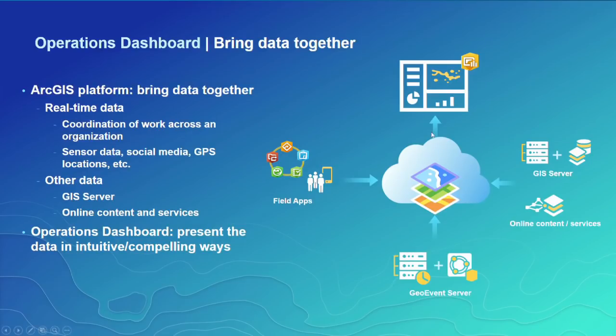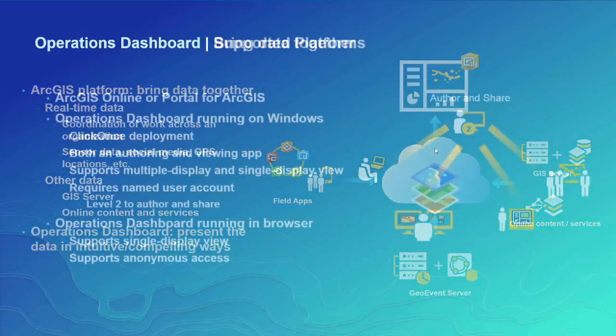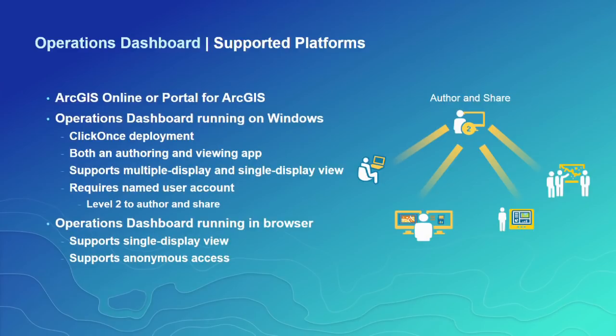So Operations Dashboard is supported in both ArcGIS Online and in Portal for ArcGIS. When it is running in Windows, it features a click once deployment. You have to go to one of Esri's product pages, the one for Operations Dashboard, and download a click once deployment. And the Windows version of the product allows you to both author and view what we refer to as an operation view. An operation view is simply an item in your ArcGIS content.